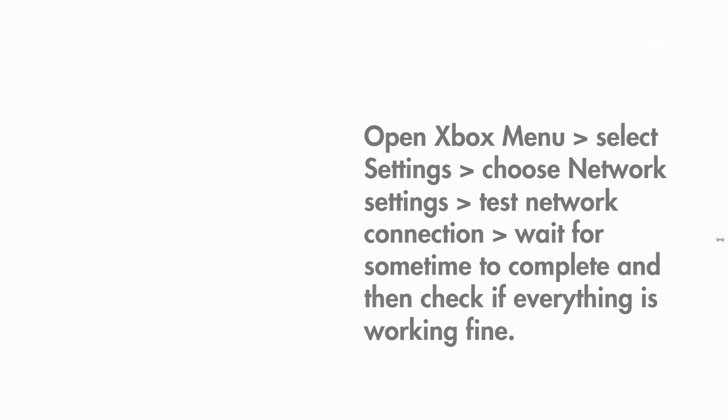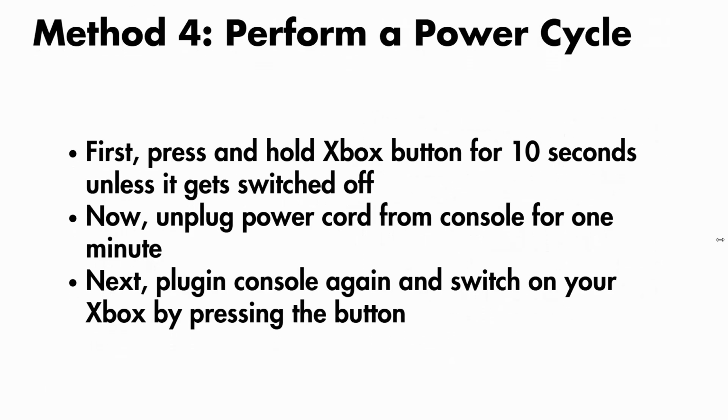If not, next method is to perform a power cycle. For that, press and hold Xbox button for 10 seconds until it gets switched off. Now unplug power cord from console for 1 minute. Next, plug in console again and switch on your Xbox by pressing the button.